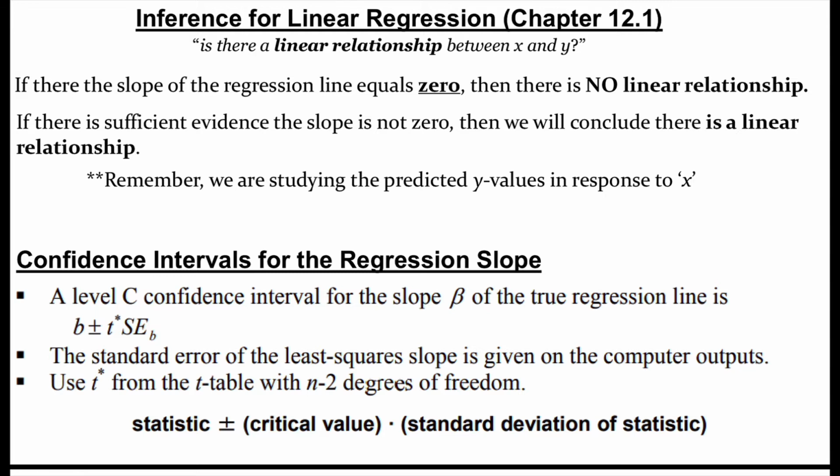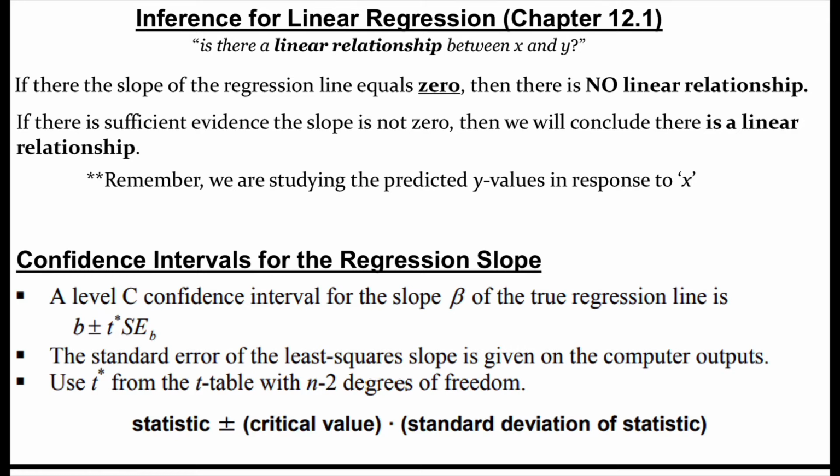This is from chapter 12.1. It's the only thing we cover in chapter 12. So it doesn't really have anything to do with chapter 11, chi-square, but it's just one section from chapter 12. So I just lump it in with chapter 11, even though they're two totally different things.